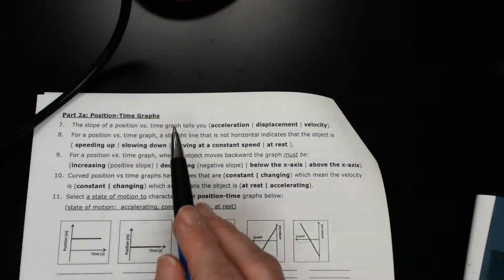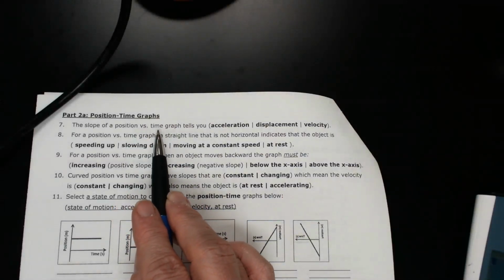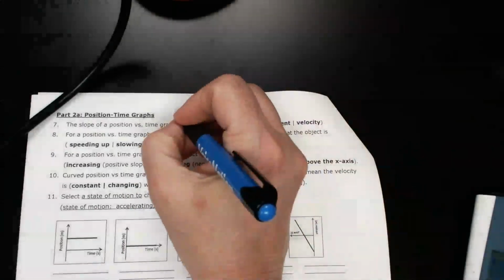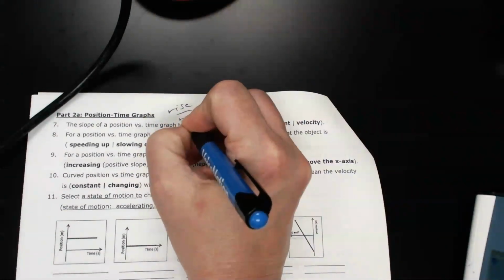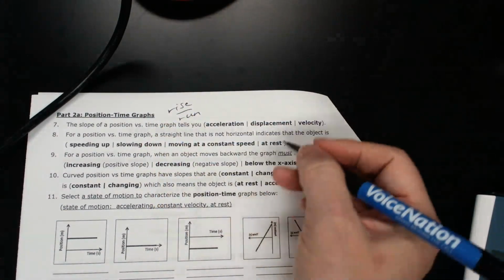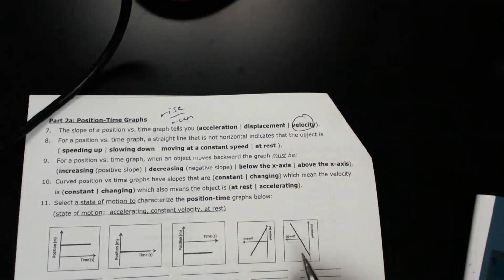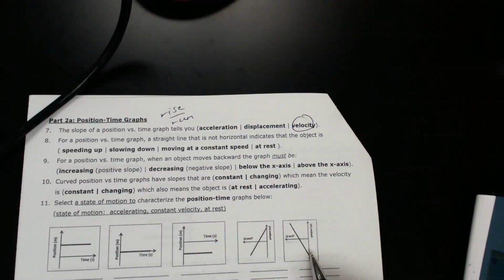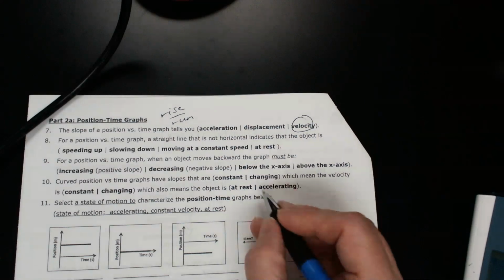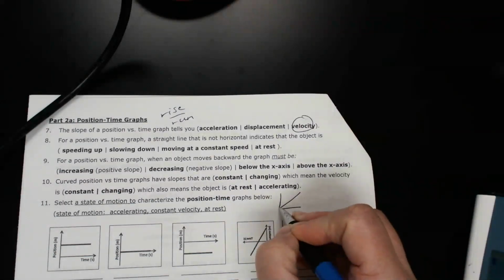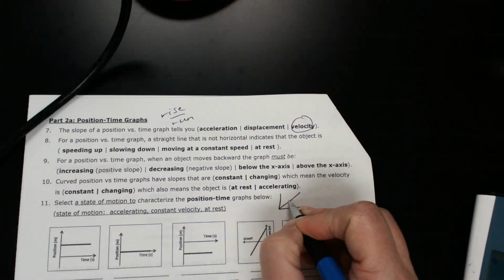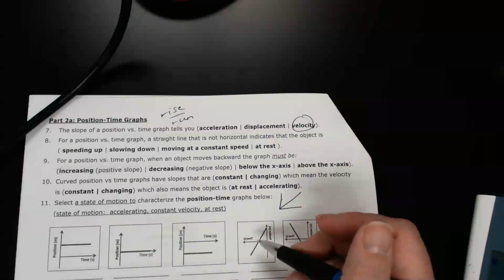So, the slope of a position versus time graph, remember that's your rise over your run of a graph, tells you velocity. Okay, so it tells you your change in position. So let's find one where we can look at that. These are like backwards. Your change in position, here, I'll just draw a quick one. Change in position over your change in time, so rise over run, is velocity.